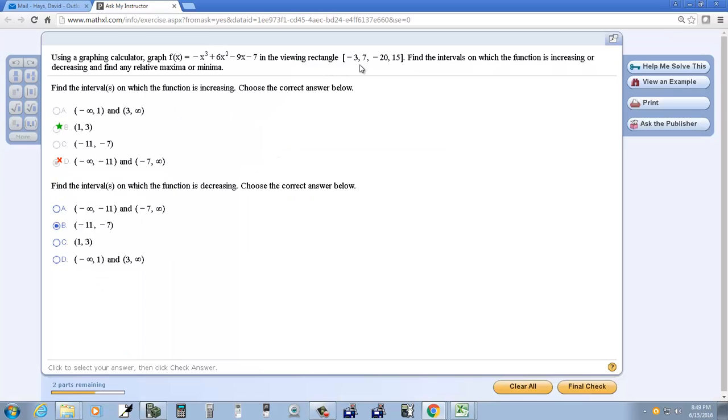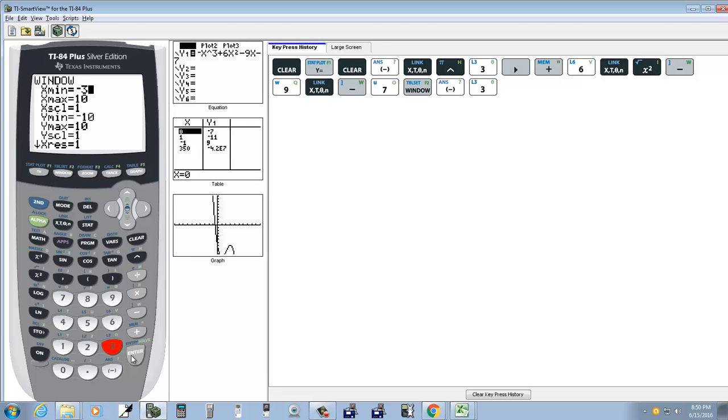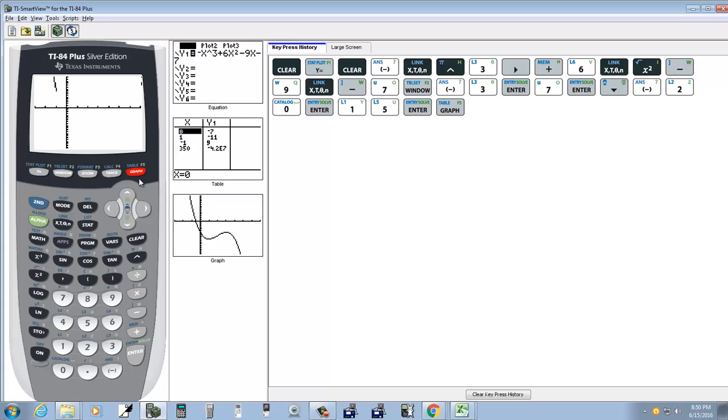Now it says in the viewing rectangle, negative 3 to 7 and negative 20 to 15. The first is your x and the second is your y. So if I go to window, for my x min I'll put in negative 3, then a 7, then x scale I'll leave as 1, and the y min I'll put in negative 20, and then 15. And now if I just press graph, this will show my graph.